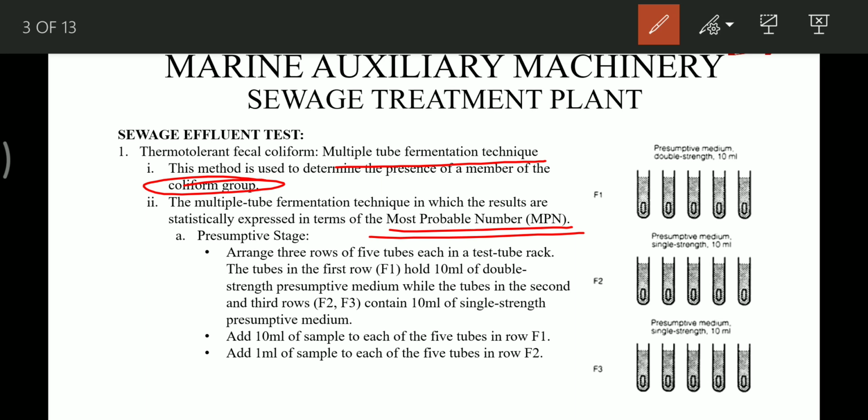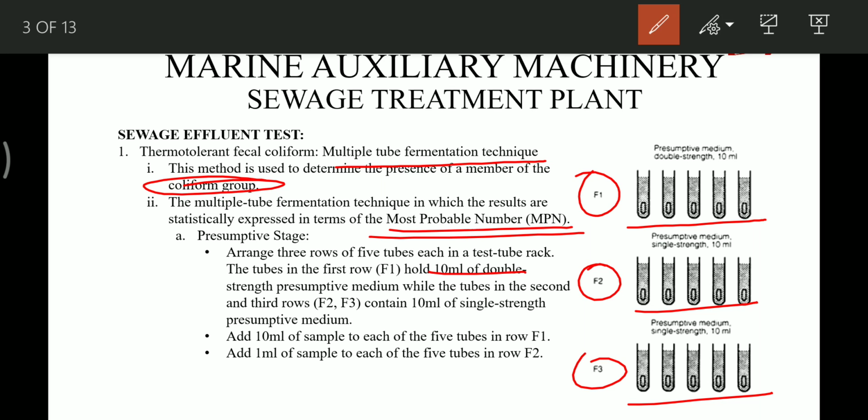What is basically done in this test is that mostly 15 tubes are taken, as we can see in this diagram. In the first row 5 test tubes are taken, in the second row 5 test tubes, and in the third row 5 test tubes. The first row, that is F1, contains 10 ml of double strength presumptive medium. This is the medium which is required in this stage.